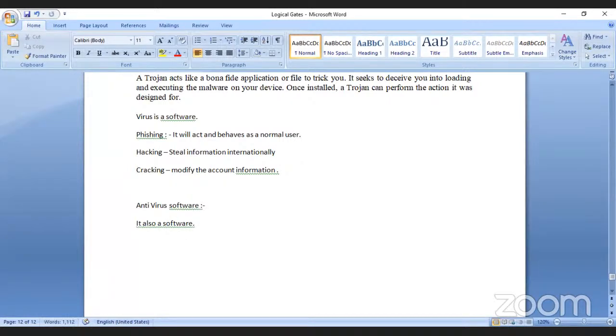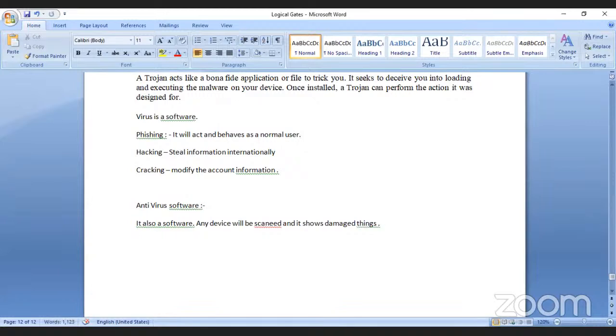For example, if you insert any device, what will it do first? It will scan. It will be scanned, and it will show whether the device is ready to use, and show any damaging software or any damaged things. For example, it will show those things. That will be done by antivirus software.